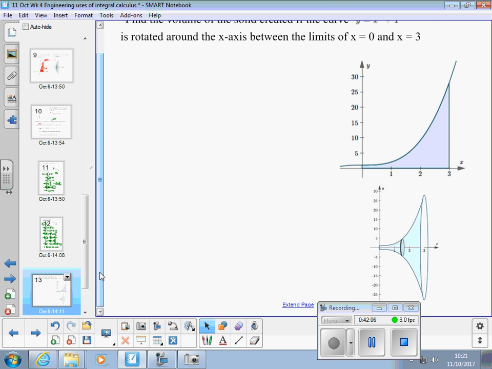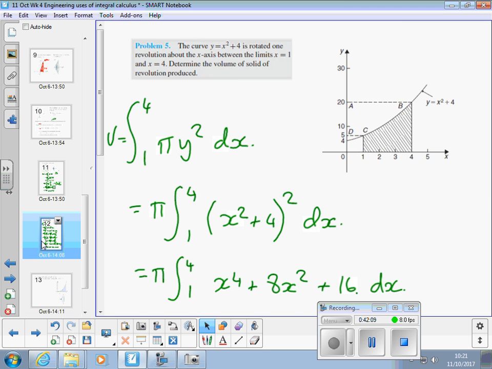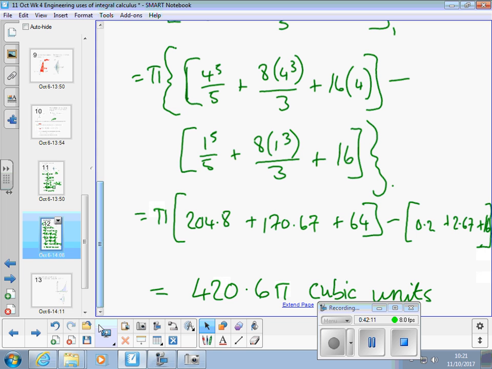Which one's that, Dom? This one? 420.6 pi cubic units.